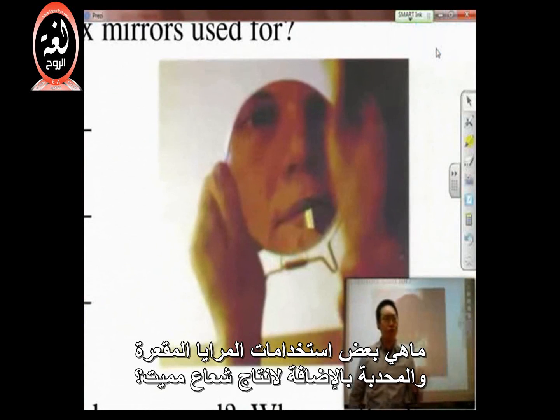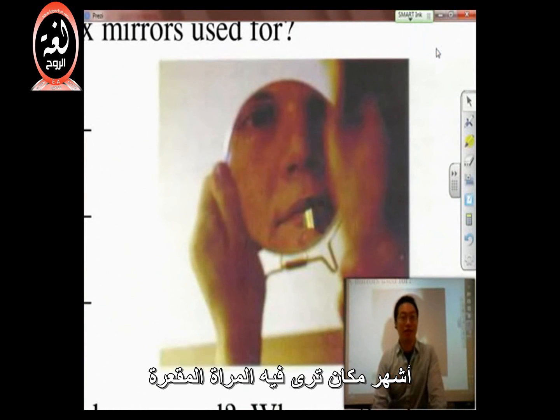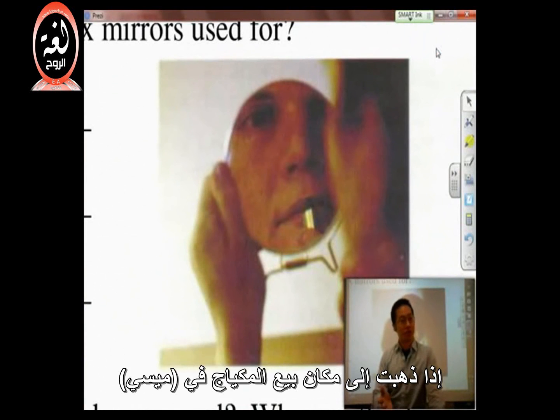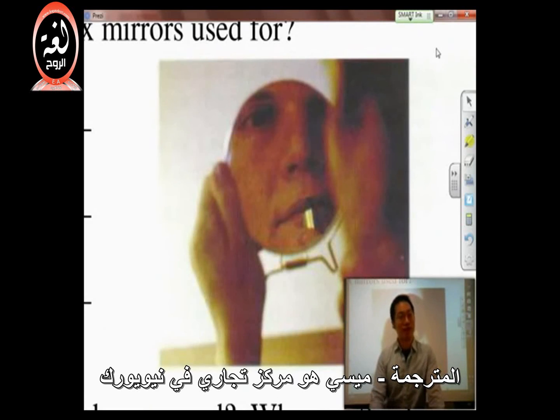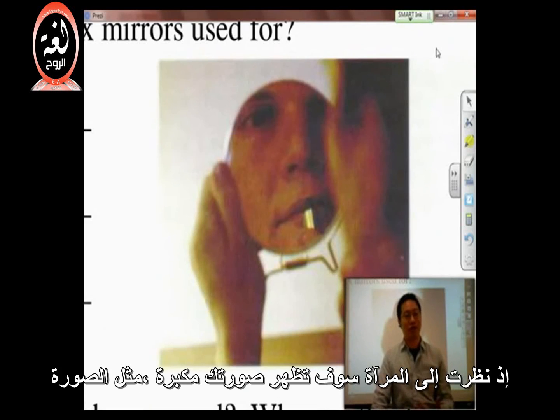Now, what are some actual uses for concave mirrors and convex mirrors besides creating a death ray? Well, the most common place you actually see a concave mirror, especially girls, is if you go to the makeup counter at Macy's. Because if you've ever noticed, when you go to the makeup counter and you look in the mirror, it shows you a magnified image of yourself, just like in the picture.